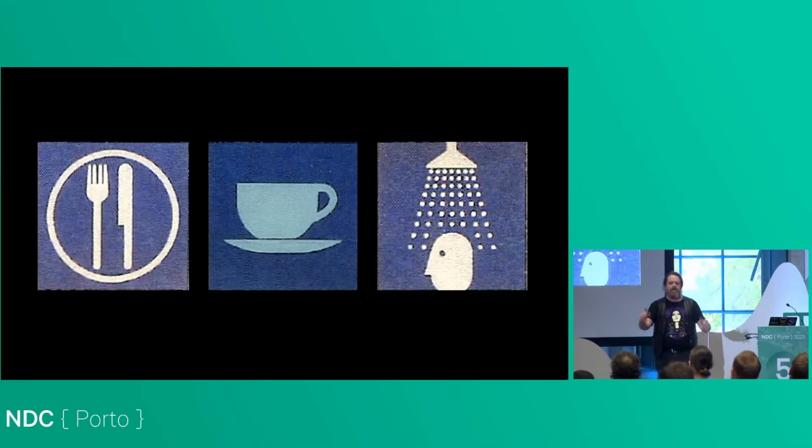And so the organizers of the games designed a set of symbols to help people navigate around. This, if you're hungry, knife and fork. If you want to get something to drink, there's a cup of tea. If you're looking for the showers in the Olympic athletes' village, you follow the pictorial sign for the shower there.